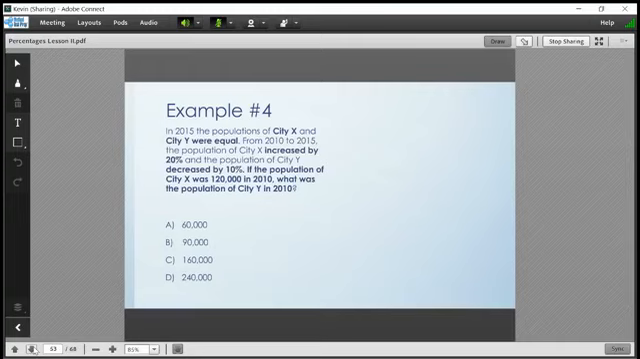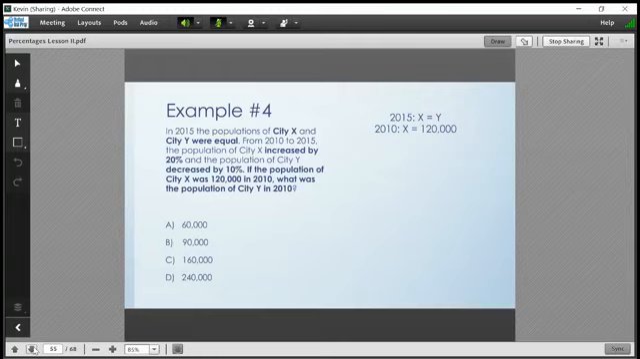So we have that city X and city Y were equal. We see that there was an increase of 20%. We see that there's also a decrease by 10%. So they're going to make this kind of complicated. The population of city X is 120,000 in 2010. What was the population of city Y in 2010? So let's start with some of the things that we know. In 2015, we know that X is equal to Y. In 2010, we know that X is equal to 120,000.